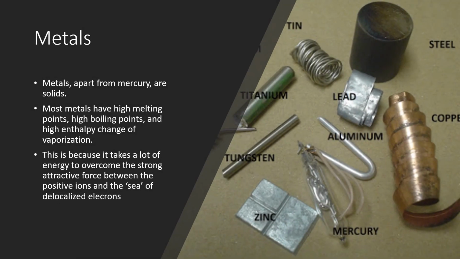Metals, apart from mercury, are solids. Most metals have high melting points, high boiling points, and high enthalpy change of vaporization. This is because it takes a lot of energy to overcome the strong attractive force between the positive ions and the sea of delocalized electrons.